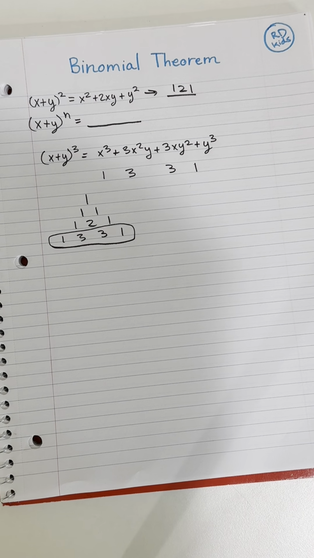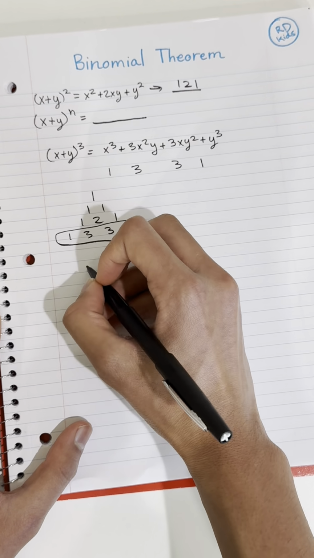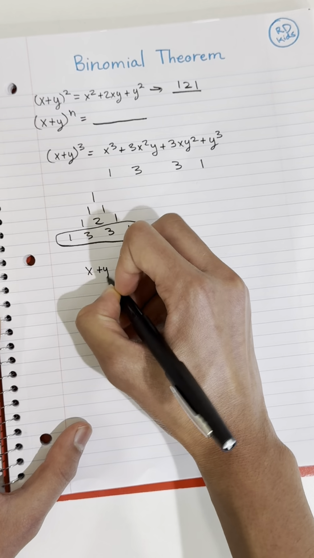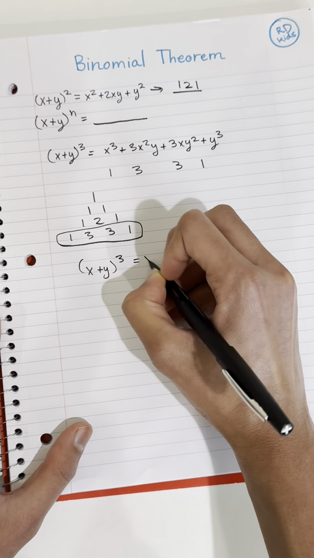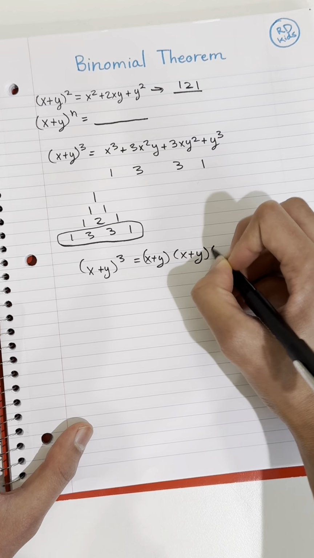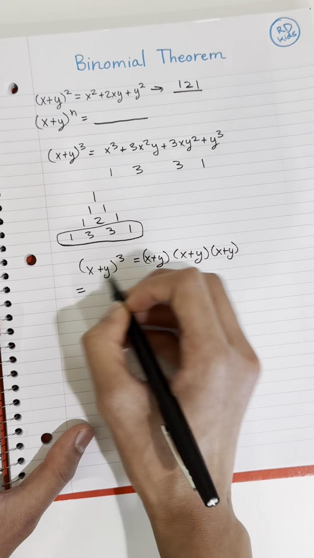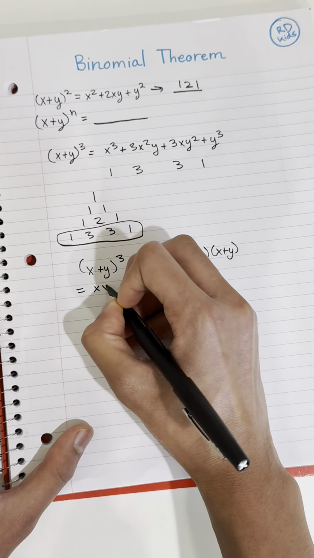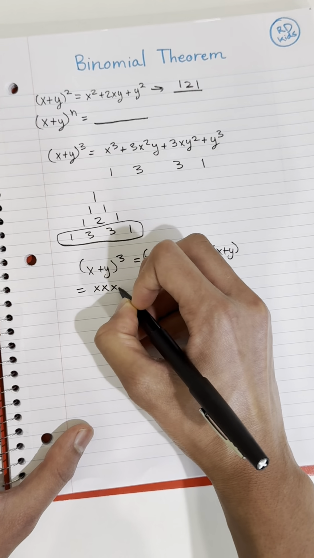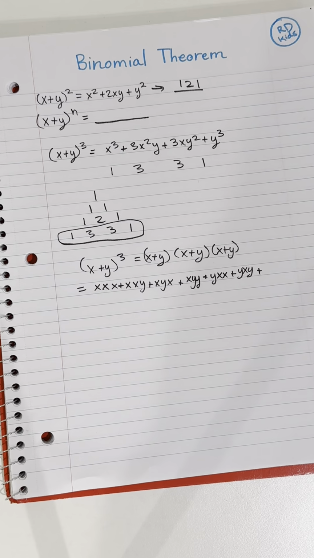Now, to prove this, we will break this into steps. So, (x + y)³, which is none other than (x + y)(x + y)(x + y), is equal to, if you multiply all the x's first, xxx + xxy + xyx + xyy + yxx + yxy + yyy.